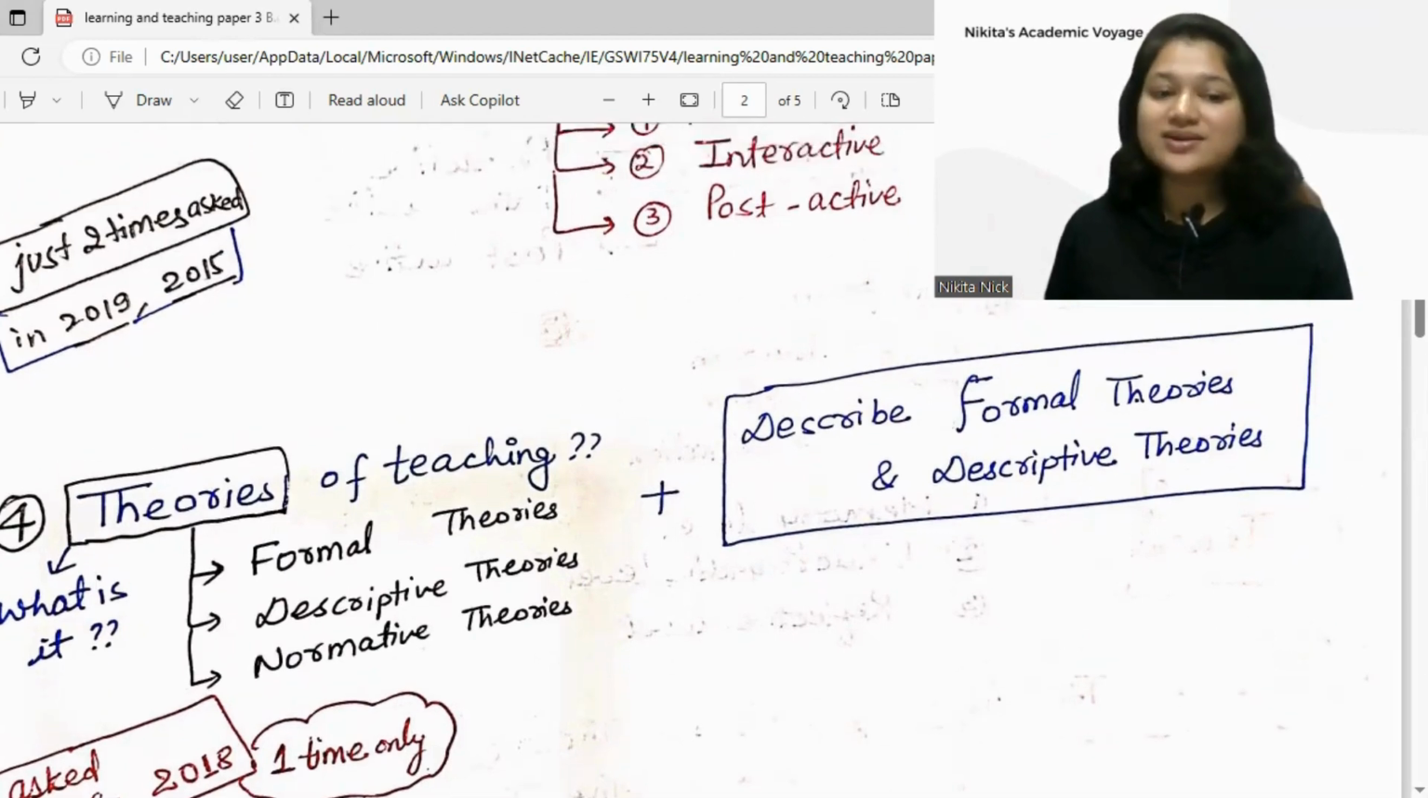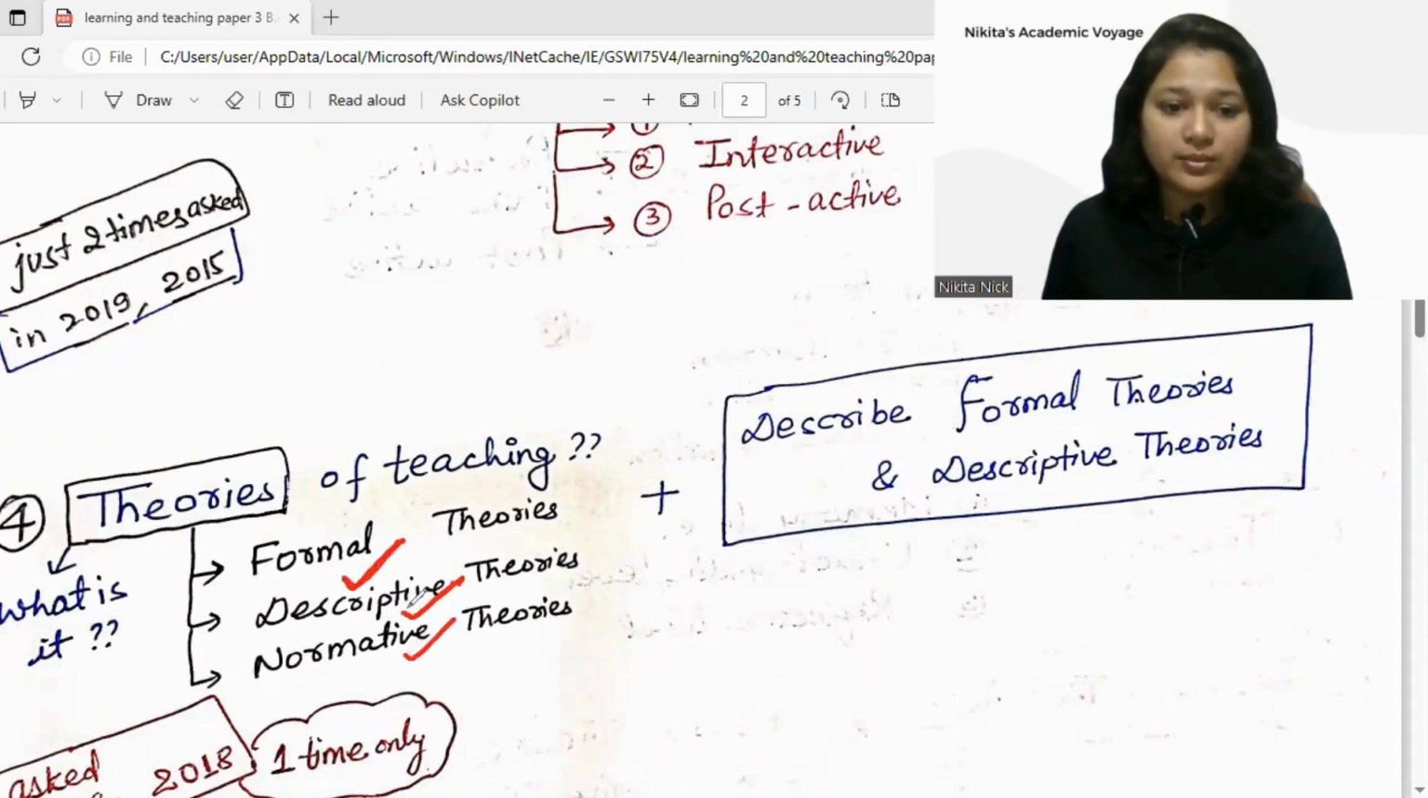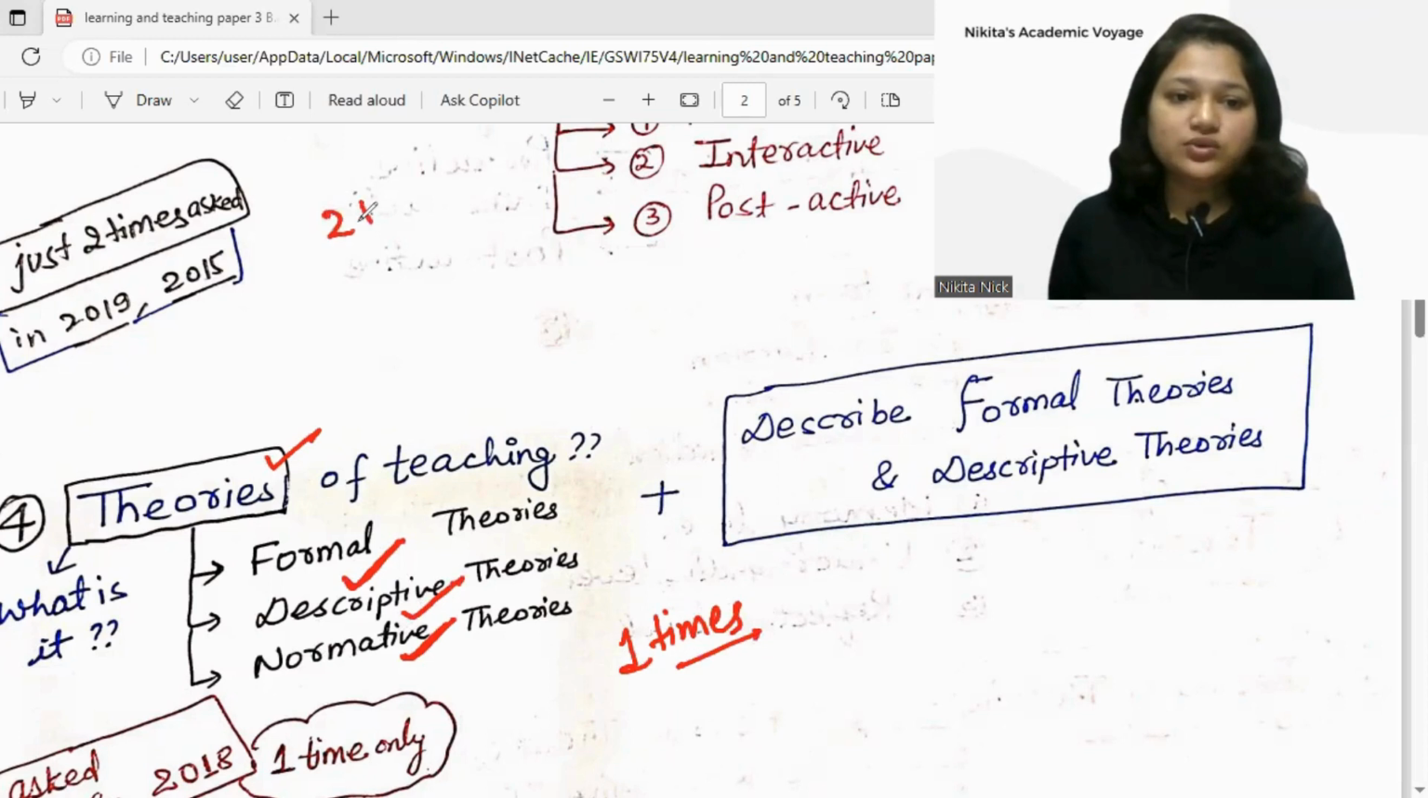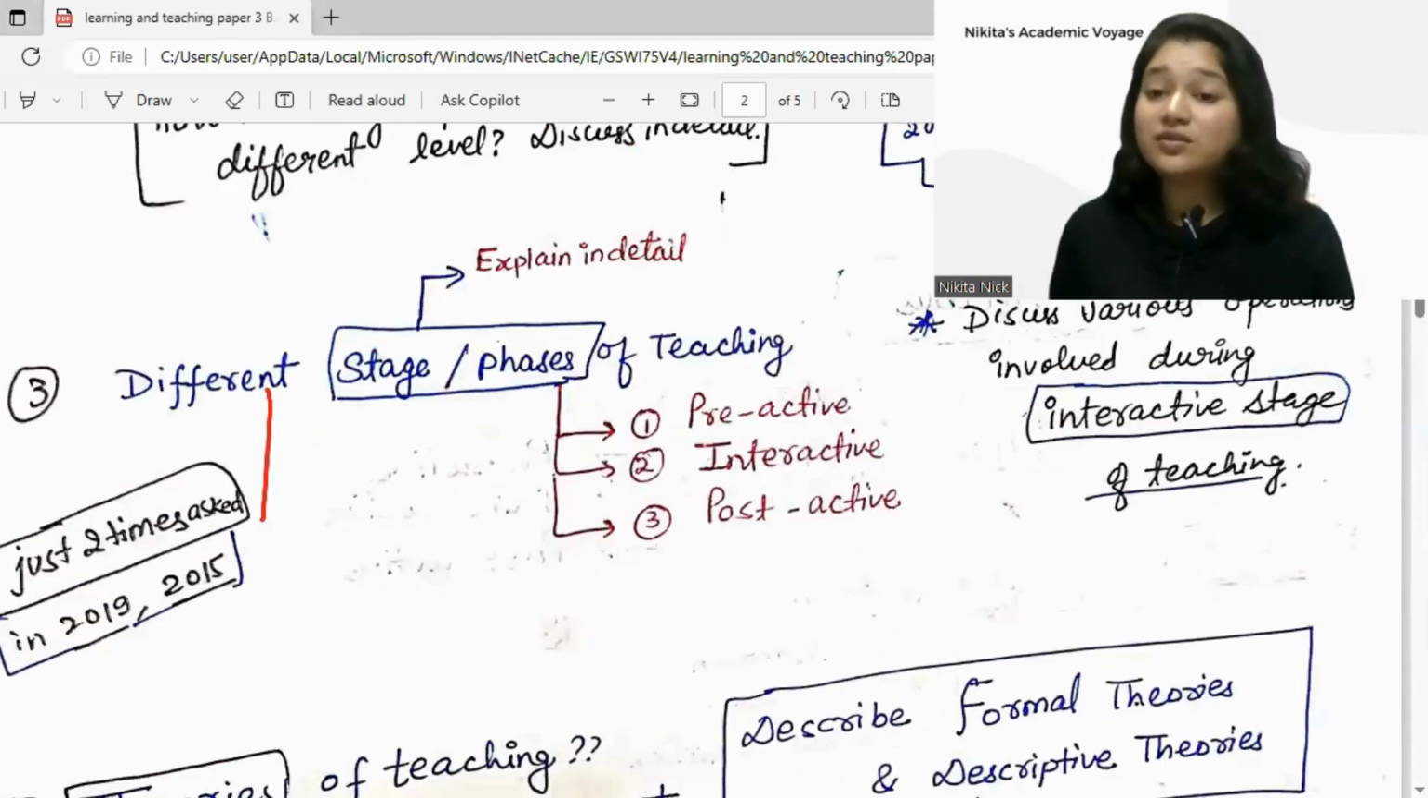Theories of teaching, what is it? What is the meaning of it? Describe formal theories and descriptive theories. They have taken two things, like describe formal and descriptive theories. They can ask describe descriptive and normative, or formal and normative. So this is about theories of teaching. It is asked only one time, so less probability. Phases of teaching was asked two times. Okay, all right. This is about unit 1.